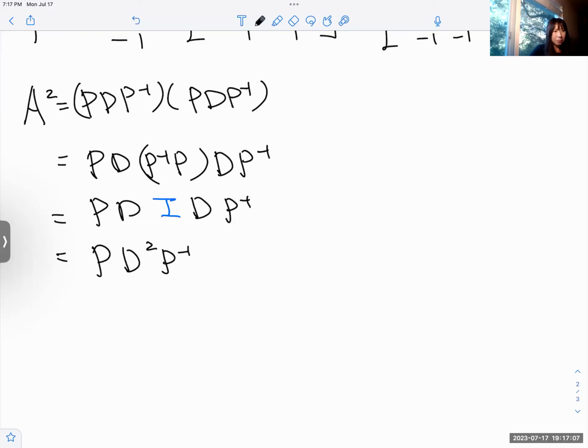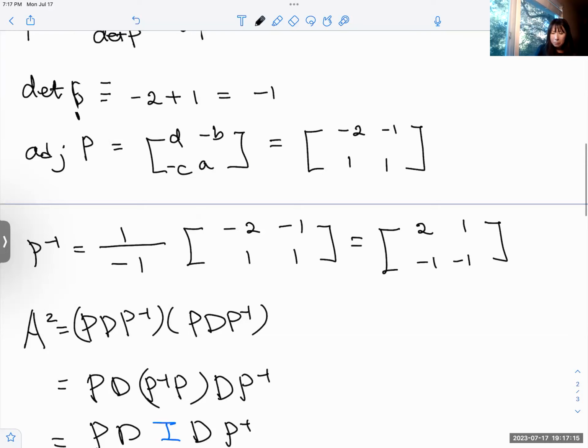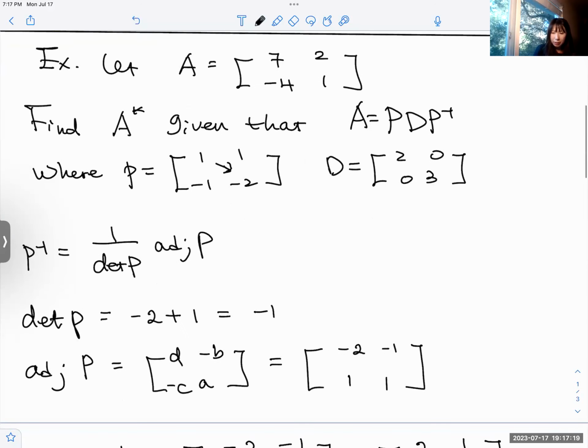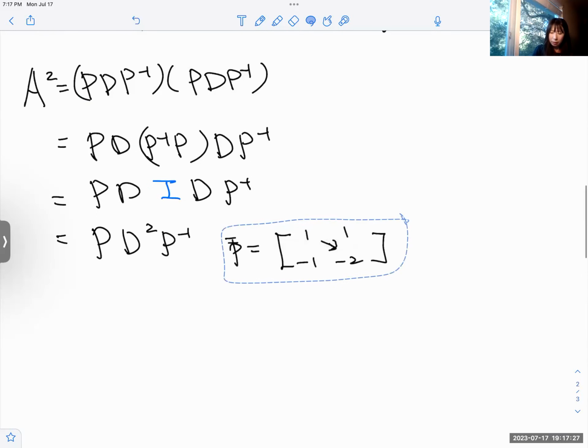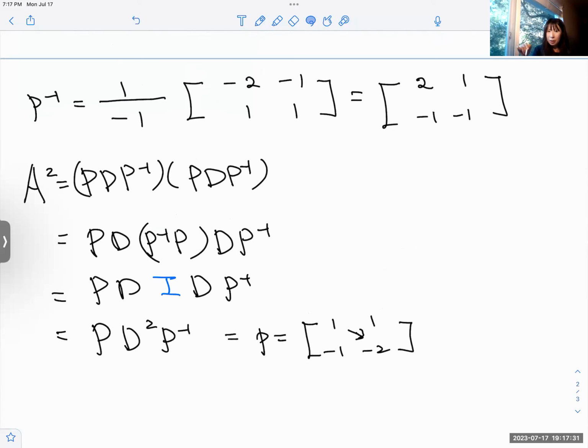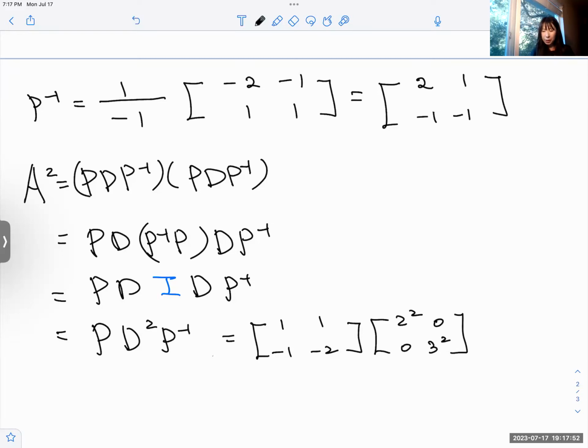Then there will be matrix P, and D squared, which is 2 squared, 0, 0, 3 squared, and the inverse of P, which is just right there. So let us do this. Copy.